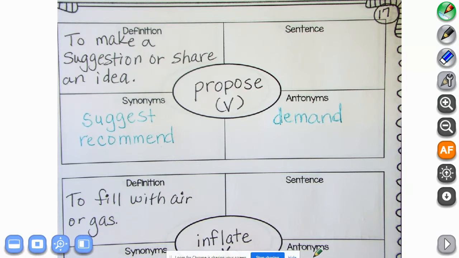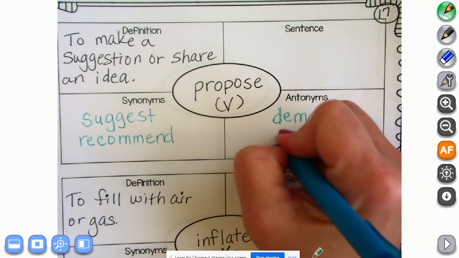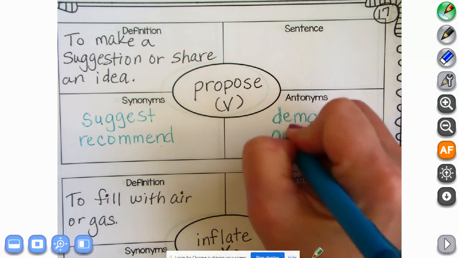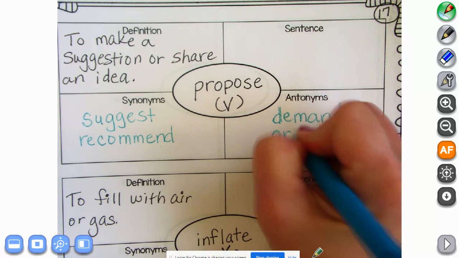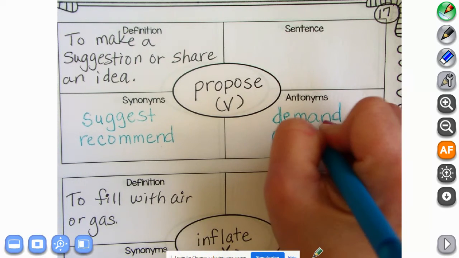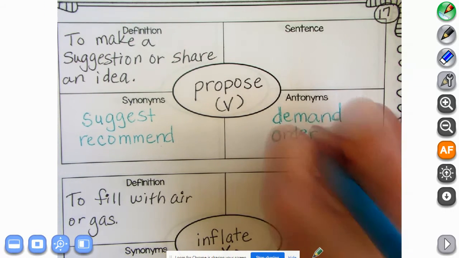Demand. You're not going to ask anyone. You're not going to suggest anything. You're not going to recommend something. You're going to say, this is how it is. You're going to demand or order. You make some orders to say, this is how it's going to be done. O-R-D-E-R. Order.